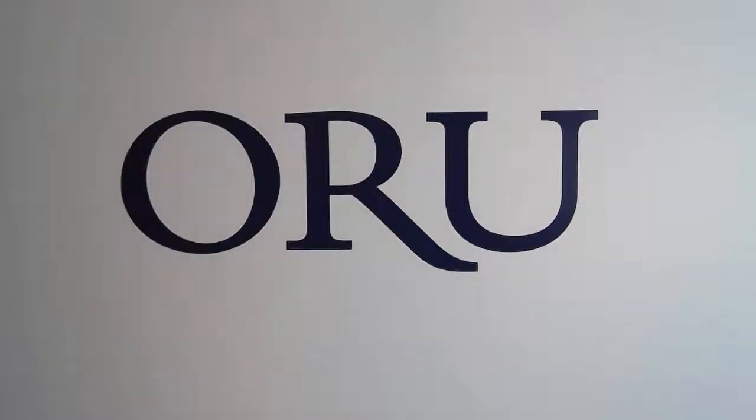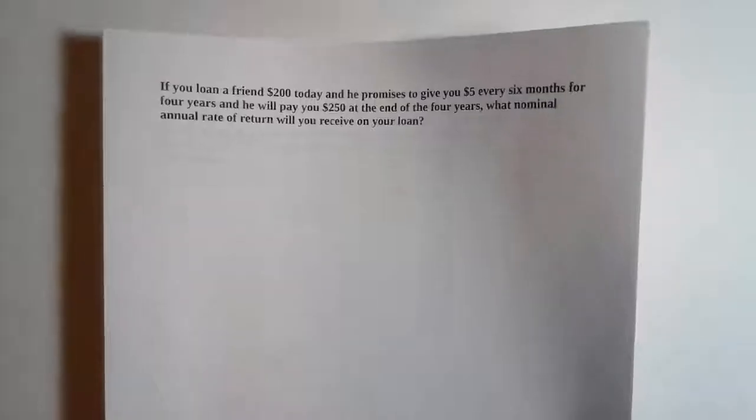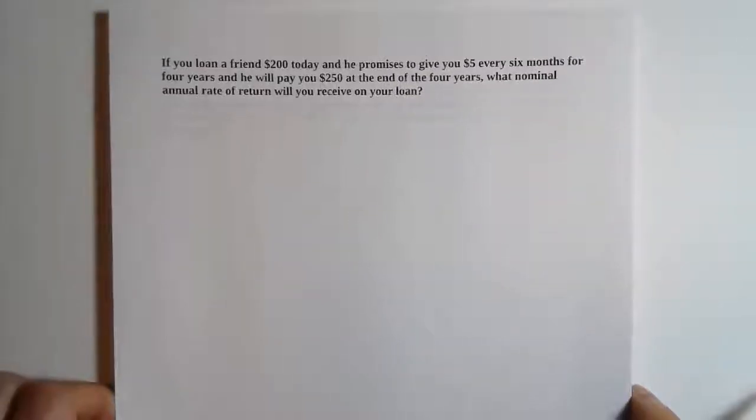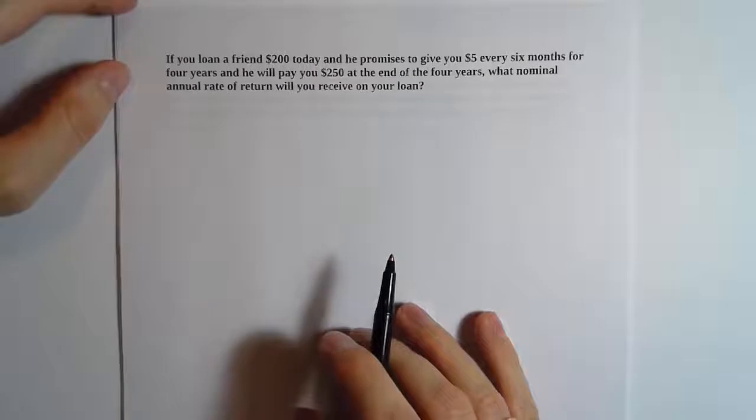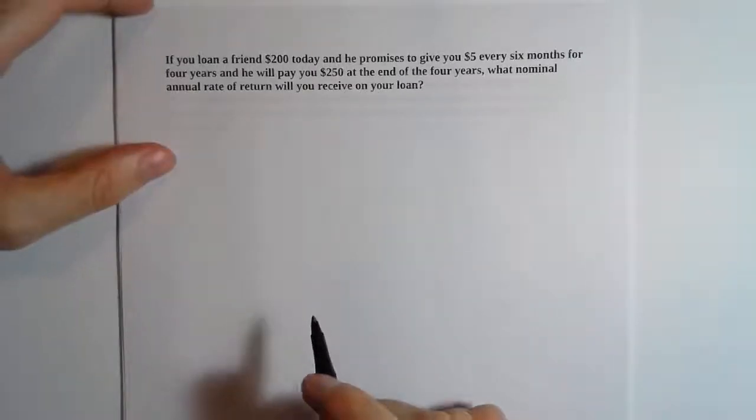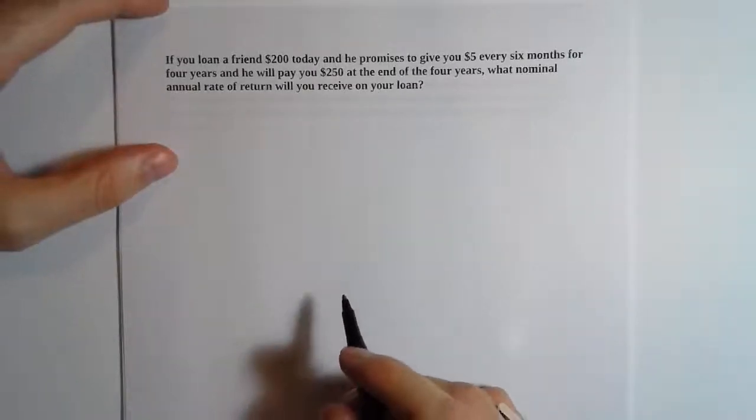Okay, so in this video we're going to look at how to find the rate of return given a set of cash flows, which is also a time value of money issue. So here's our problem. If you loan a friend $200 today and he promises to give you $5 every 6 months for 4 years, and he will pay you $250 at the end of the 4 years, what nominal annual rate of return will you receive on your loan?